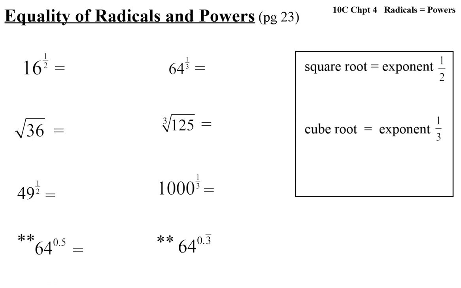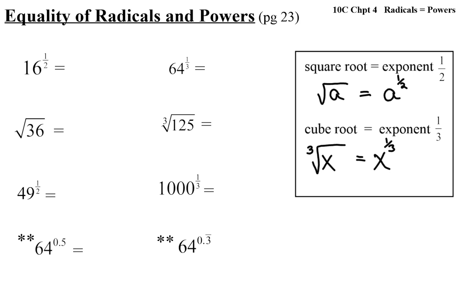So let's quickly review what we just talked about. If I want to square root something, it's the same as having that radicand with the exponent 1/2. If I want to cube root something, it's the same as having that something to an exponent 1/3. Well, how does that become useful?